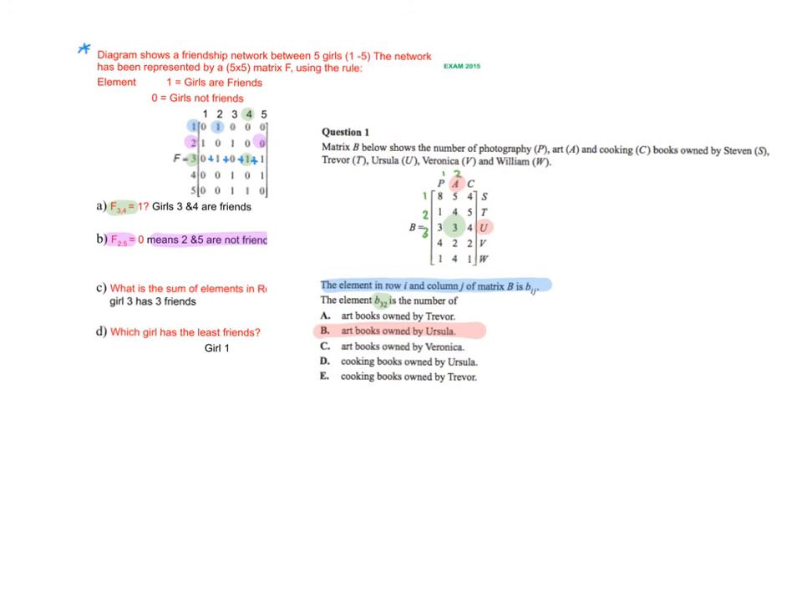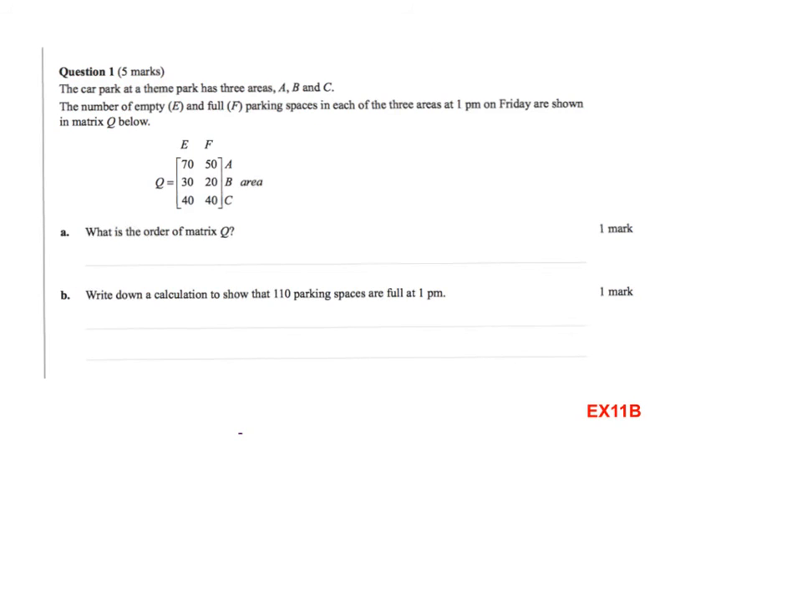All right, sorry. Okay, in this question 1, the car park at a theme park has 3 car park areas, A, B and C. The number of empty and full parking spaces in each of these 3 areas at 1 p.m. on Friday are shown in the matrix Q below. What is the order of Q? If you have a look, we've got 1, 2, 3 rows and 2 columns. So it is a 3 by 2. Nice easy mark there for the exam.